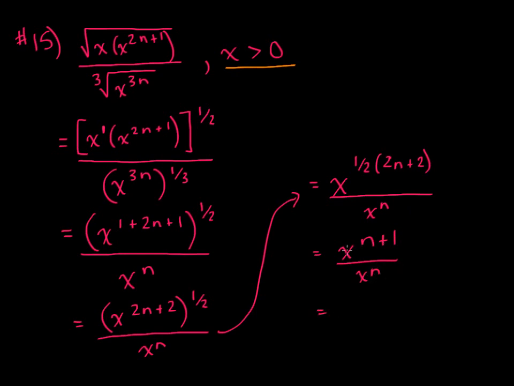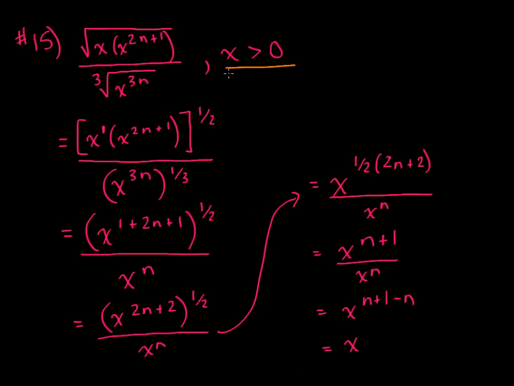And here we've got two powers that are being divided, and they have the same base, so we can subtract the exponents. So n plus 1 minus n. And so n minus n is 0, and so in fact we end up with just x to the exponent 1, or x. All of this simplifies to just x.